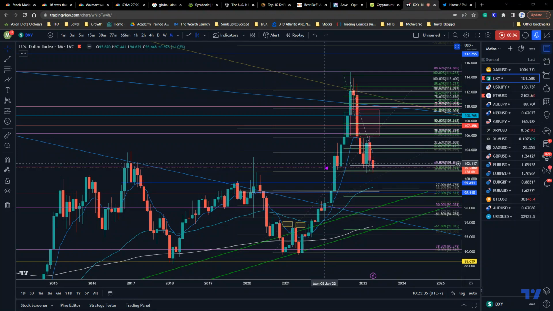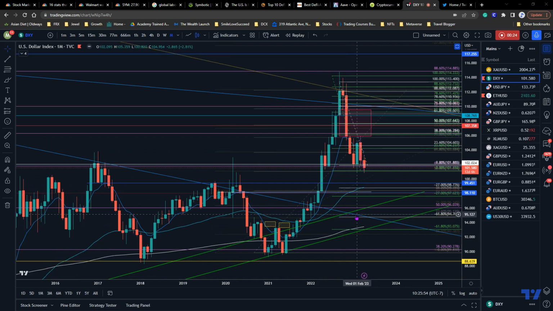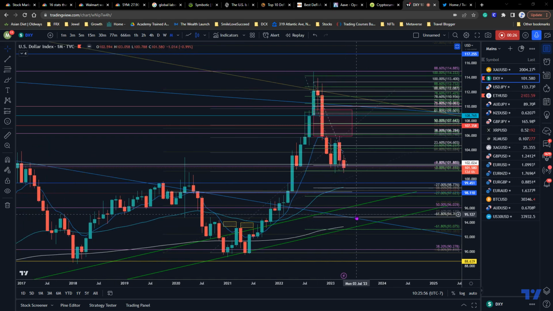Happy Sunday. It's April 16th at 10:25 a.m. Pacific Standard Time. And on screen, we are looking at the US dollar index DXY on the monthly time frame. So I wanted to come here since it's the middle of the month and take a look at price action from this standpoint. We're looking at top-down analysis.